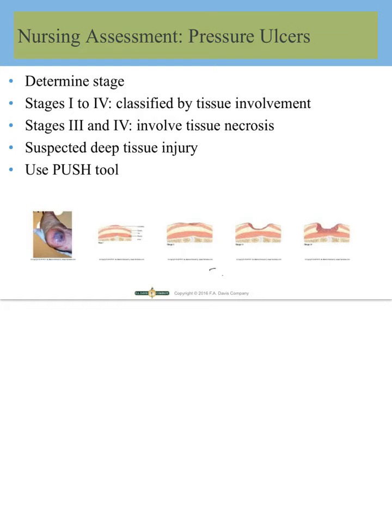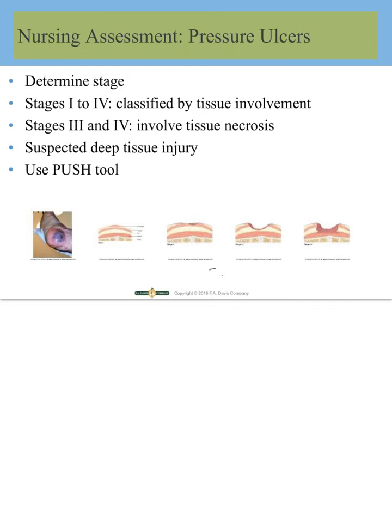Stage 3 is a deep crater. It's characterized by full-thickness skin loss with damage or necrosis of subcutaneous tissue. It may extend down to but not through the underlying fascia. There may be undermining, which is a deeper level damage under boggy superficial layers. Bone and tendon is not visible or directly palpable.